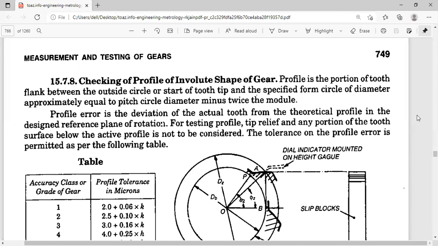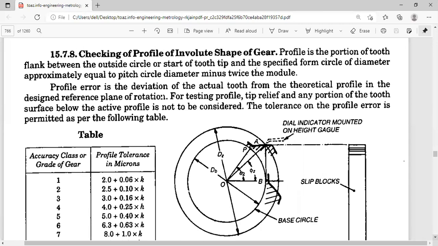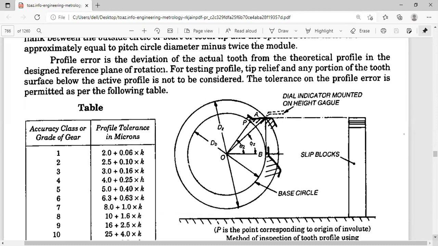So what is the profile error? Profile error is nothing but the deviation of the actual tooth profile from the theoretical tooth profile. Whenever you are testing the profile, the tip relief is nothing but the tip of the tooth where you have some relief, not a sharpened tooth or a blunt tooth, just like a relief angle, and any portion of the tooth surface below the active profile. So try to see what is the tolerance on the profile error.